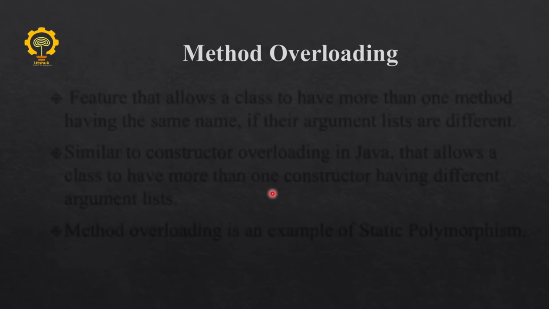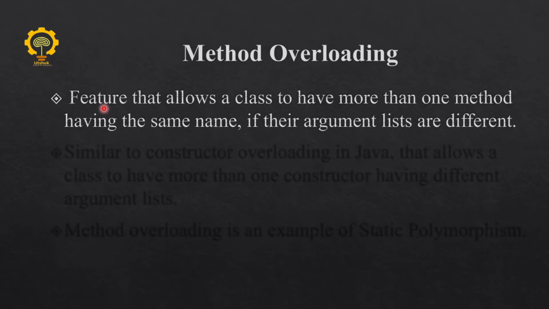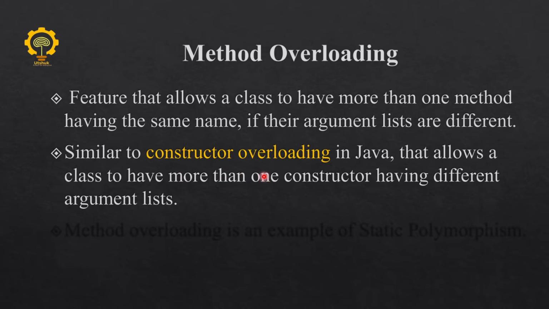So let's see what actually method overloading means. It's a feature that allows a class to have more than one method having the same name if the argument lists are different. As in the previous video, we discussed constructor overloading. Method overloading is also the same concept, but here we're gonna use the concept for methods. So methods having the same name but with a different signature is considered method overloading. It is similar to constructor overloading, which allows a class to have more than one constructor having a different argument list. So the concept behind constructor overloading and method overloading are somewhat similar.